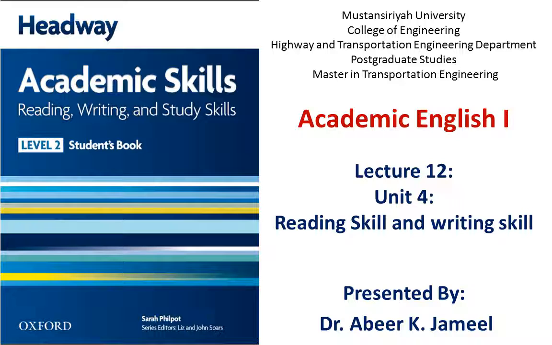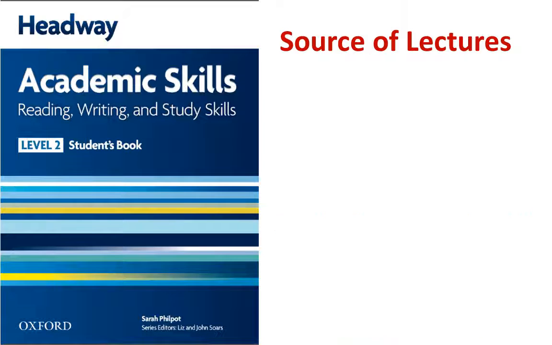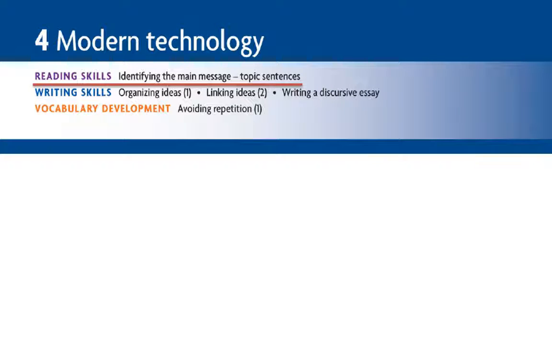This is lecture number 12, in which we will cover two sections from Unit 4 from our textbook Academic Skills Level 2. These two sections are reading skill and writing skill. The first section, we will cover in this part of the video, and in the second video we will go to the second section, which is writing skill.